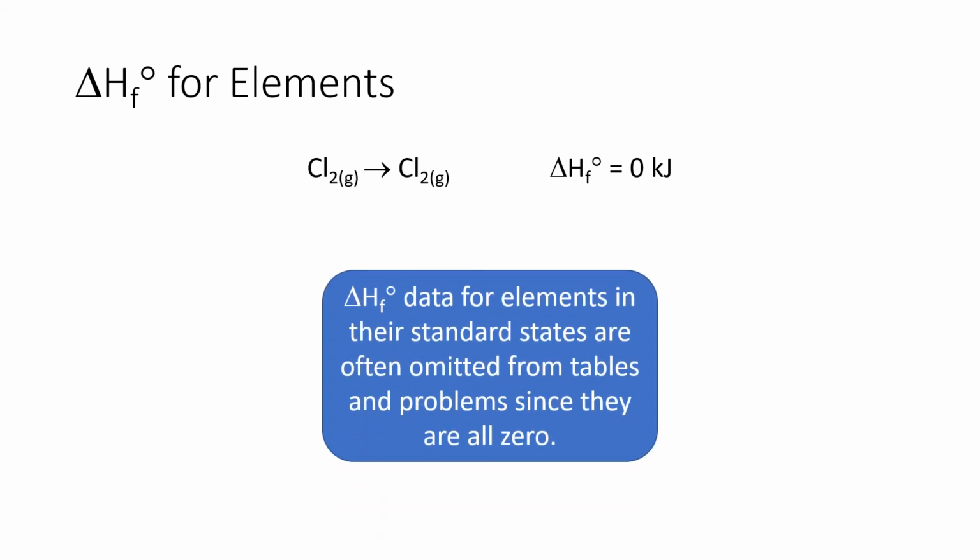So the delta H of formation data for elements in their standard states are usually not shown in tables or even given to you in a problem because they are all 0. So you need to recognize if you have an element in its standard state, its delta H of formation is 0.